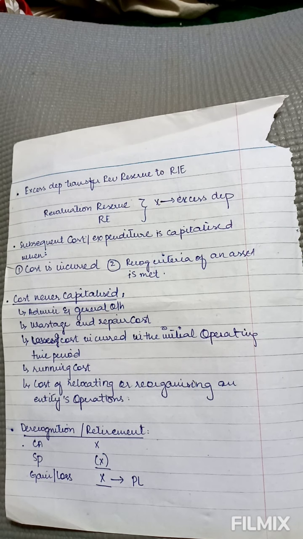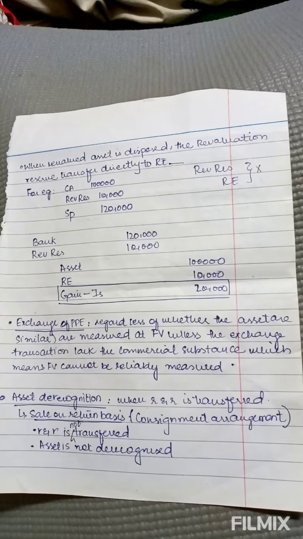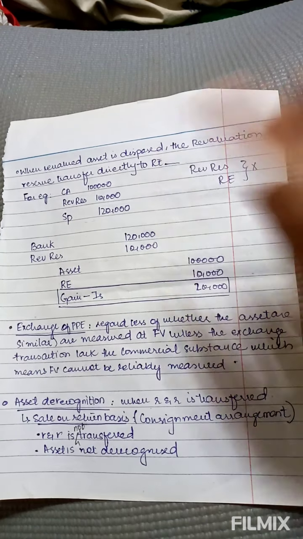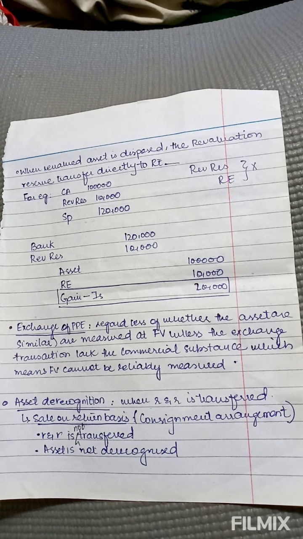PL stands for P&L, the statement of profit and loss. Now we are going to discuss what happens when a revalued asset is disposed of or sold. The revaluation reserve is transferred directly to RE. Here RE is retained earnings. It is explained with a simple example.